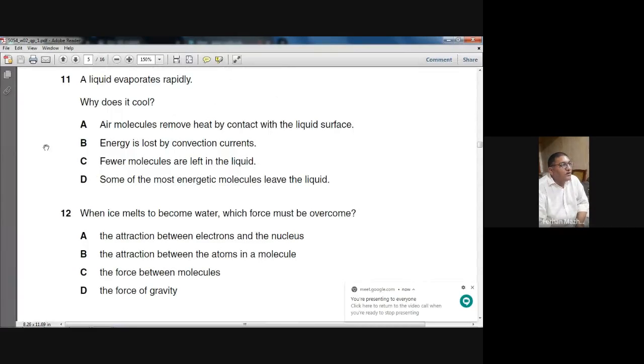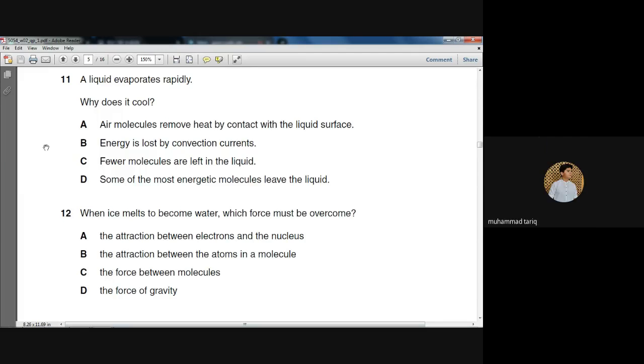You can see a liquid evaporates rapidly. Why does it cool? Any idea? Sir, the molecules with the higher kinetic energy, or we can say the ones which are more hot, will escape into the surroundings, whereas the molecules with lesser kinetic energy, the cold molecules, will remain on our skin or on the surface, making it colder.